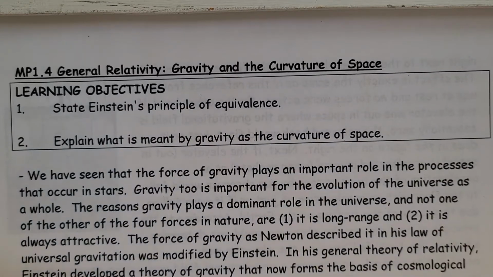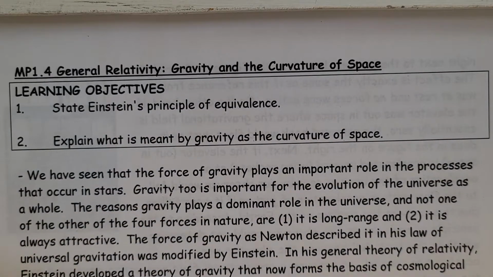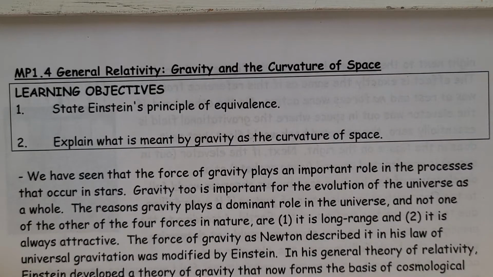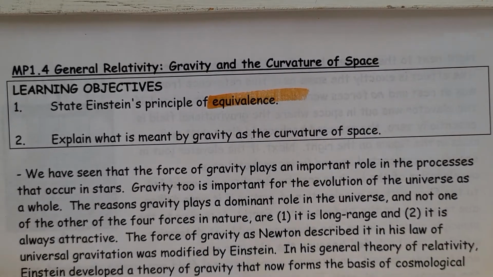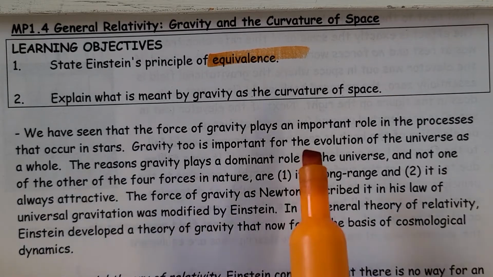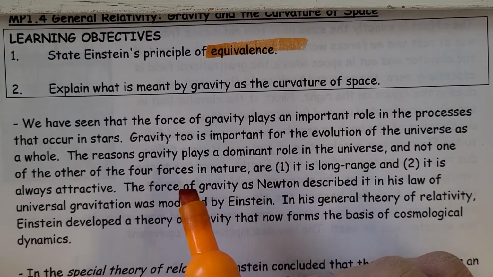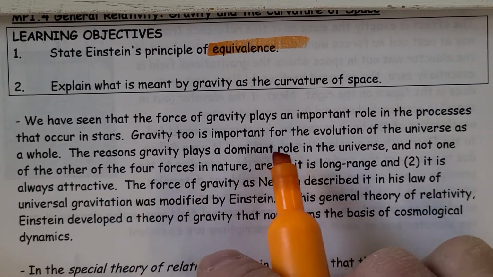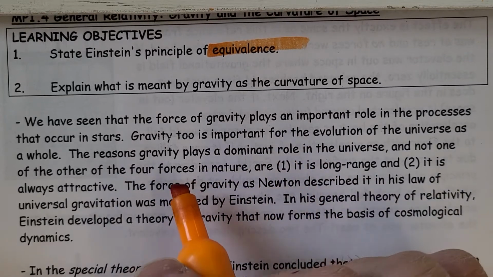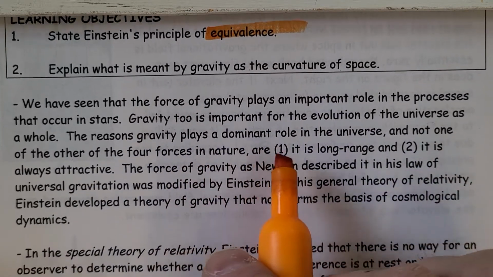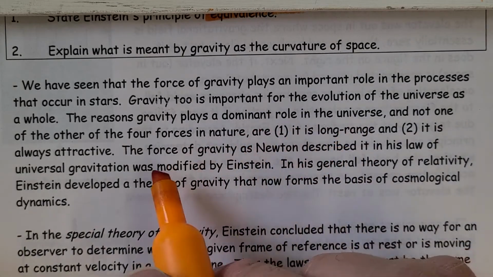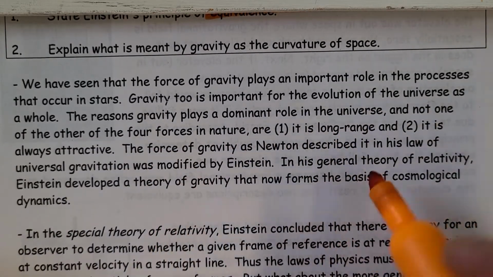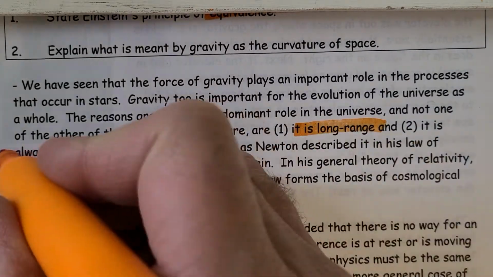So we'll state Einstein's principle of equivalence, which is really interesting, and explain what is meant by gravity and the so-called curvature of space. So we have seen that the force of gravity plays an important role in the processes that occur in stars. Gravity, too, is important for the evolution of the universe as a whole. The reason gravity plays a dominant role in the universe and not one of the other of the four forces in nature is that it's long range and it's always attractive.